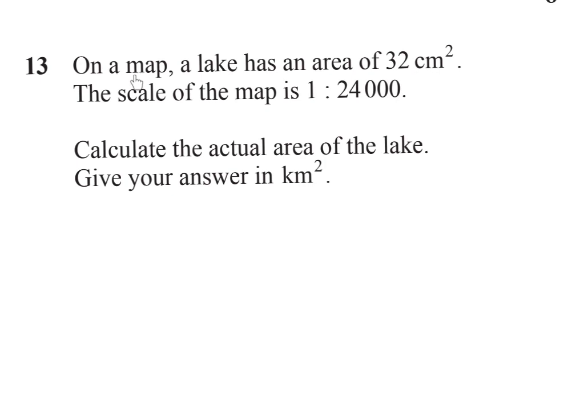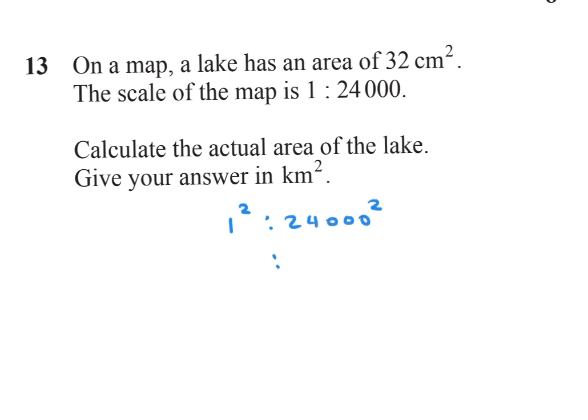Number 13. On a map, a lake has an area of 32 centimeters squared. The scale of the map is 1 to 24,000. Calculate the actual area of the lake. To use the map scale to find the area, you have to square the map scale, because the scale is the ratio between the map and real lengths, but I need the ratio between the area on the map and the area in real life. So after we square, this will be 1 squared to 24,000 squared.